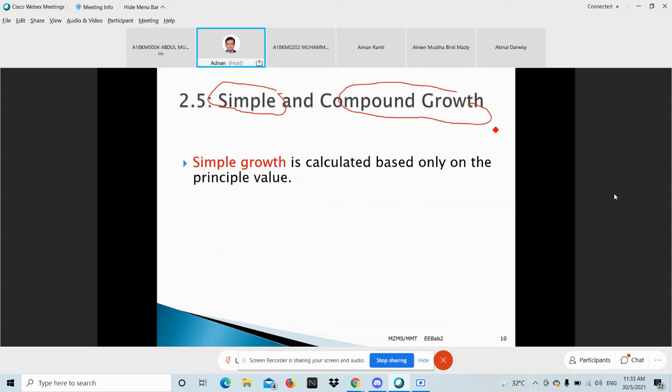Simple growth is calculated based only on the principal value. Okay, simple growth calculated based on principal value sahaja. Kalau contohnya di sini, what is the principal value? Kalau contohnya principal value tadi adalah 1,000, okay, unit time 1 year, the growth rate 5%. So the growth yang kita dapat tadi 50 lah. Okay, 50. So that is the growth.